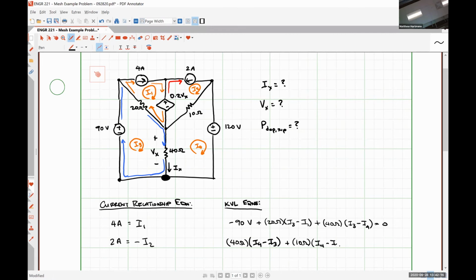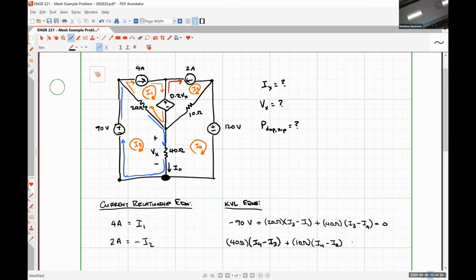I4 minus I2. You hesitated and said plus, so I just want to point out that as long as all of your mesh currents are in the same direction, all clockwise or all counterclockwise, you should never have a current plus another current, at least as far as your KVL equations go. If you mismatch things, then you may have plus signs, but if you're consistently clockwise or counterclockwise, it'll always be one current minus another current.